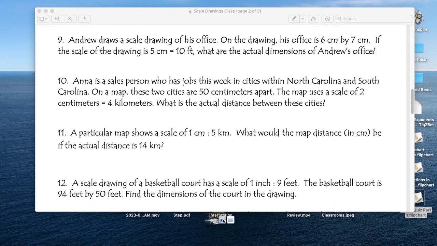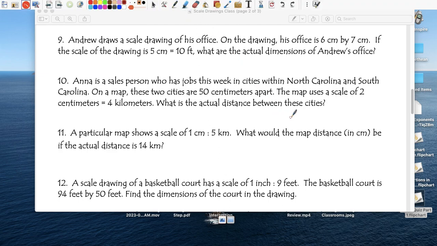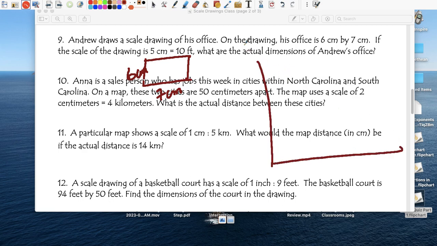Andrew draws scales of his office. On his office drawing, it's 6 centimeters by. So again, this goes back to that picture. There's a drawing here. This measures 6 and this measures 7 centimeters. So what is the actual in real life? What is the dimension of his office? All right. So what's the scale? It says that every 5 centimeters in his drawing represents 10 feet.